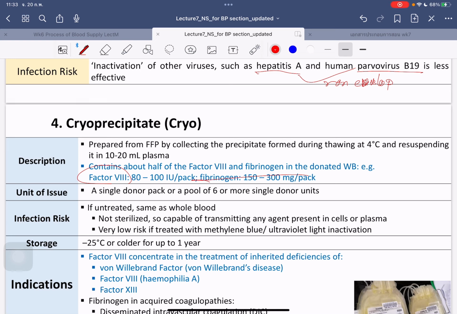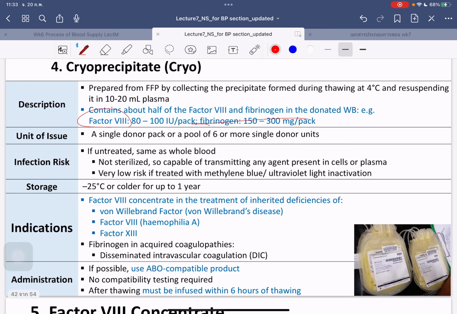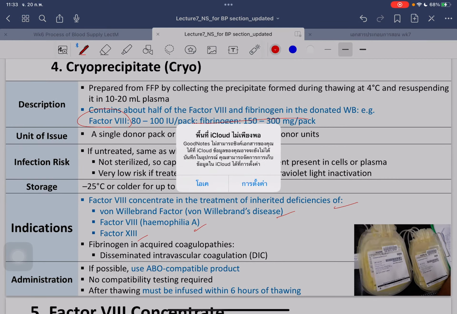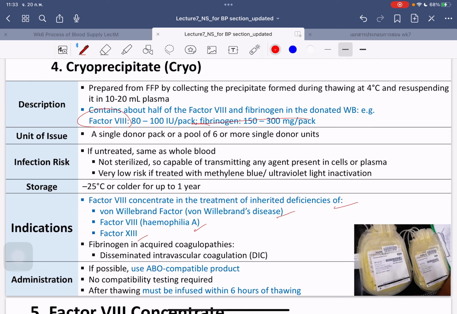So one unit that we transfuse is now 6 units of single donor units. So cryoprecipitate can be used for treatment of factor 8 deficiency, or fibrinogen deficiency. Factor 8 deficiency or hemophilia A, and factor 13. How is factor 13 involved in the factor 8 pathway? Intrinsic pathway. Intrinsic pathway. So actually I cannot remember. That's why I asked you, but I will have the answer in the next slide.